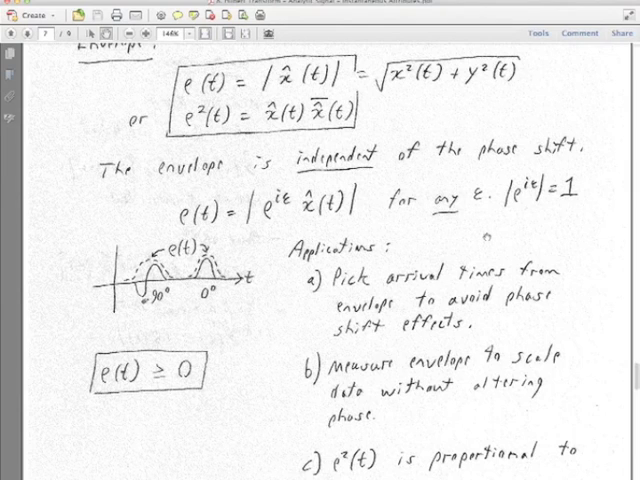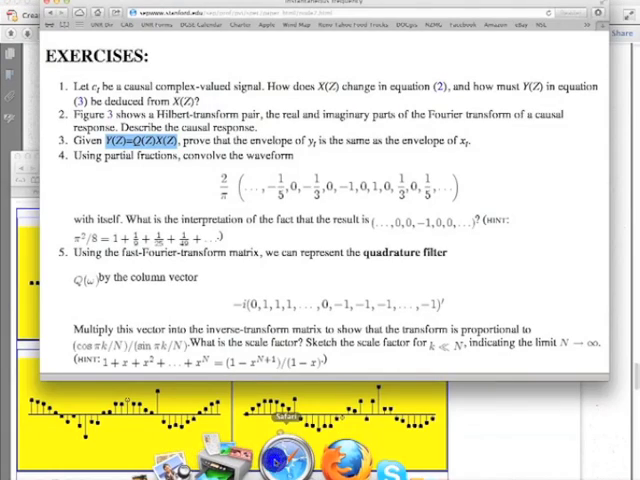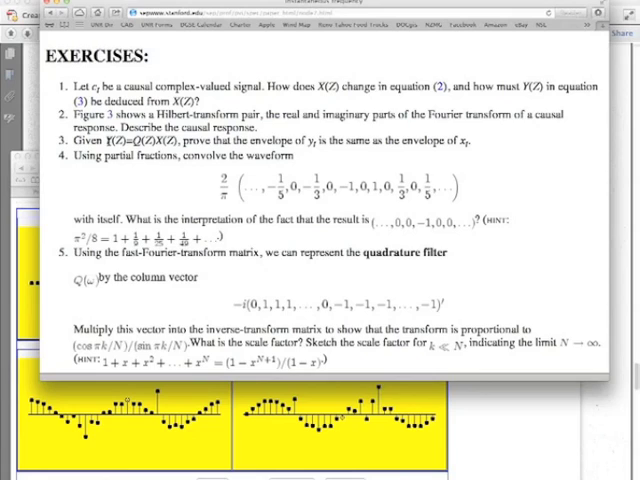And so you just need to show that the magnitude of the complex series stays the same through the phase rotation. Basically what we're trying to say is the envelope of y is the same as the envelope of x, which has to mean that the envelope of the phase change is 1. The amplitude of the phase change is 1. There's no amplification.